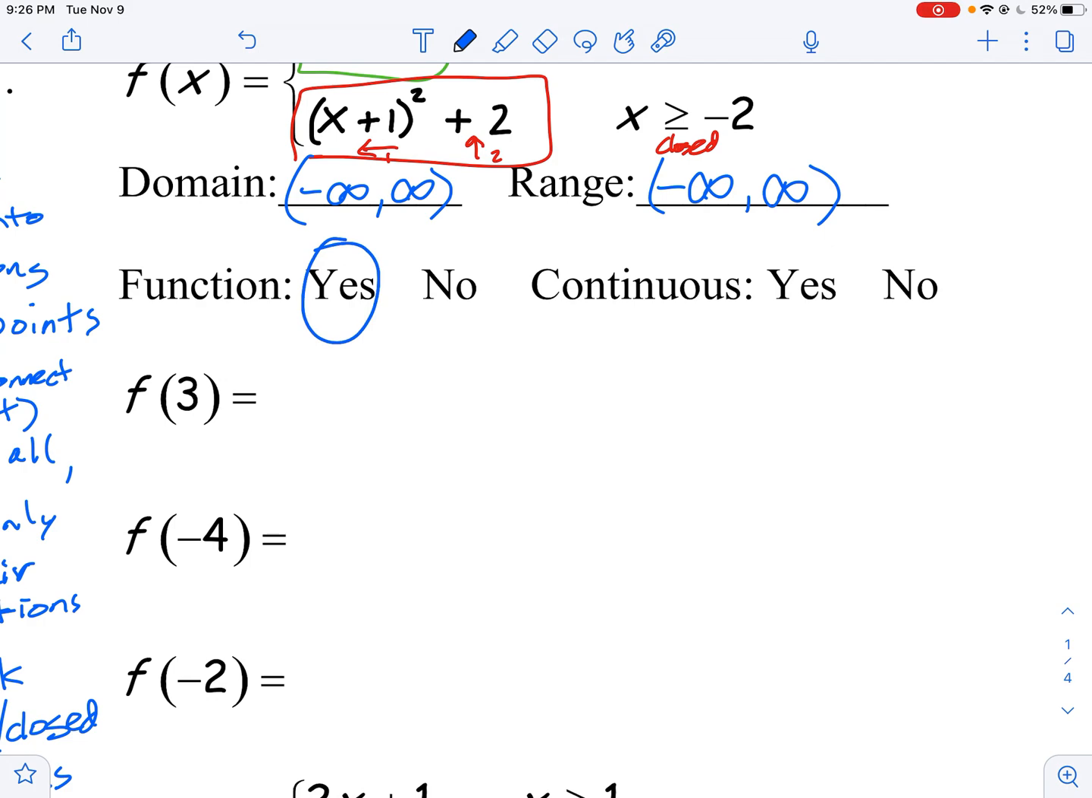Next question is asking if it's continuous. Continuous just means all connected. As in there's no jumps, there's no gaps in the function. So this one's all connected. Yes, continuous.